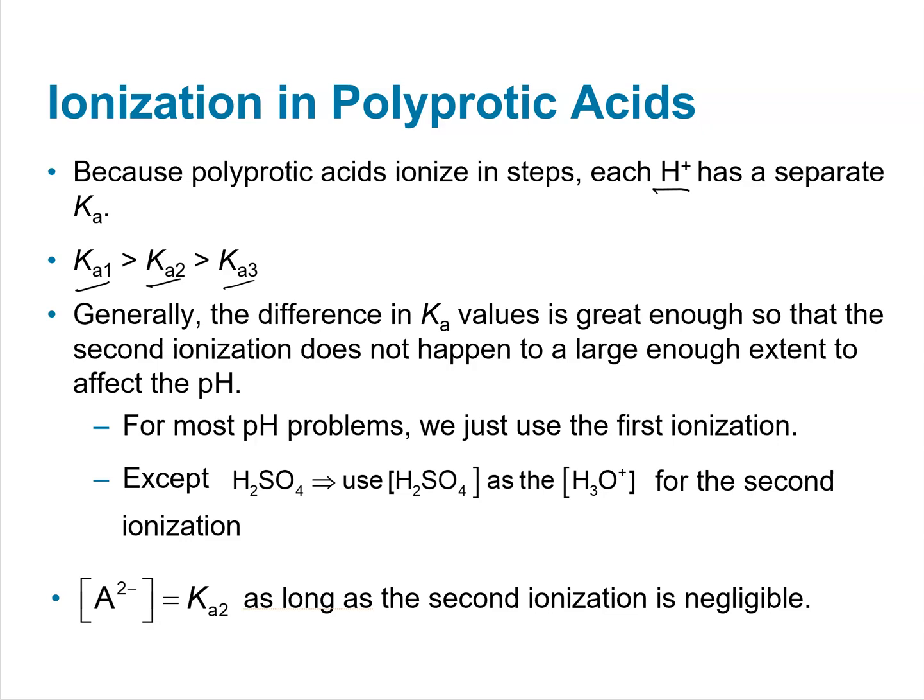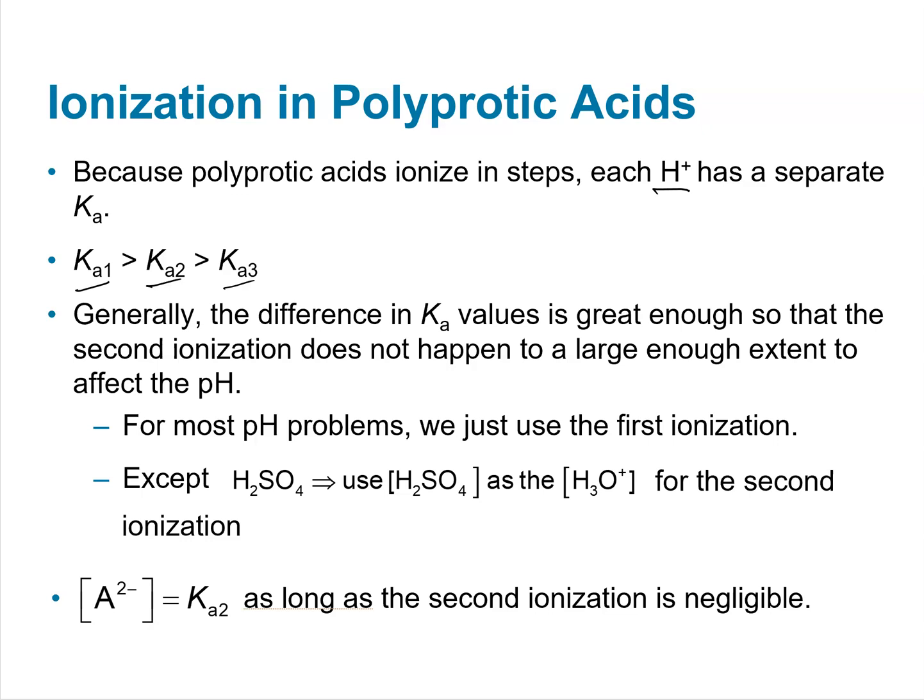Typically, the difference between the Ka values is large enough so that you don't have to worry about the second ionization, because for the same scenario that having different acids in solution, the stronger acid changes the equilibrium for the weaker acid due to Le Chatelier's principle. The same is true for polyprotic acids, where the pKa's are fairly separate, where you have 1 or 2 pKa units between them, or the Ka is just substantially larger. Ka1 is substantially larger than Ka2.